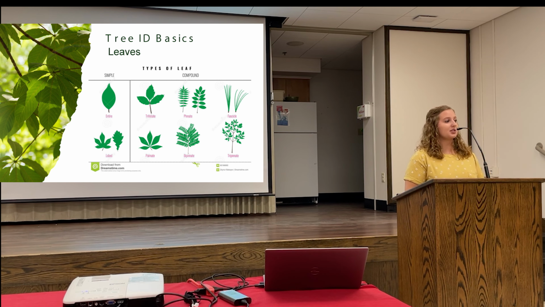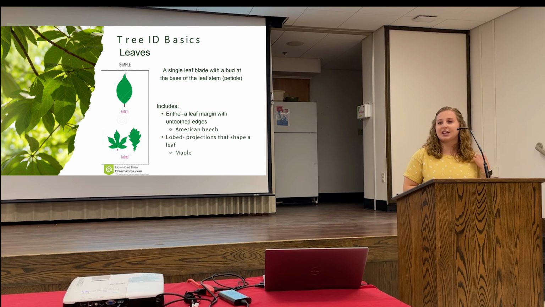Okay, so this looks a little scary, but we're going to walk through it. There are 2 types of leaves. You can either have simple leaves or you can have compound leaves. Looking first at the simple leaves, this includes a single leaf blade with a bud at the base of the leaf stem. So 1 leaf per petiole. Like I said before in the original picture, we have either entire, so no lobes, or we have maples and oaks that have those sinuses or deep impressions.